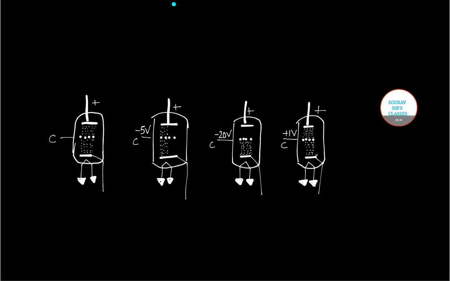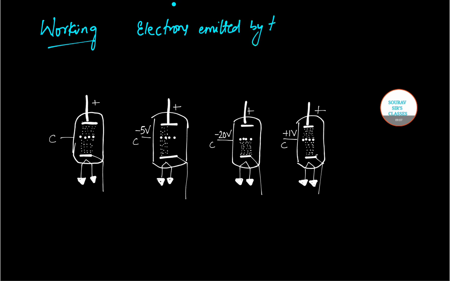So I am already done with the construction, and we'll start with the working. I have already drawn the figures, so we will concentrate on the working of the control grid. Let's get started. Now the electrons emitted by the cathode actually pass through the openings of the control grid to reach the plate.